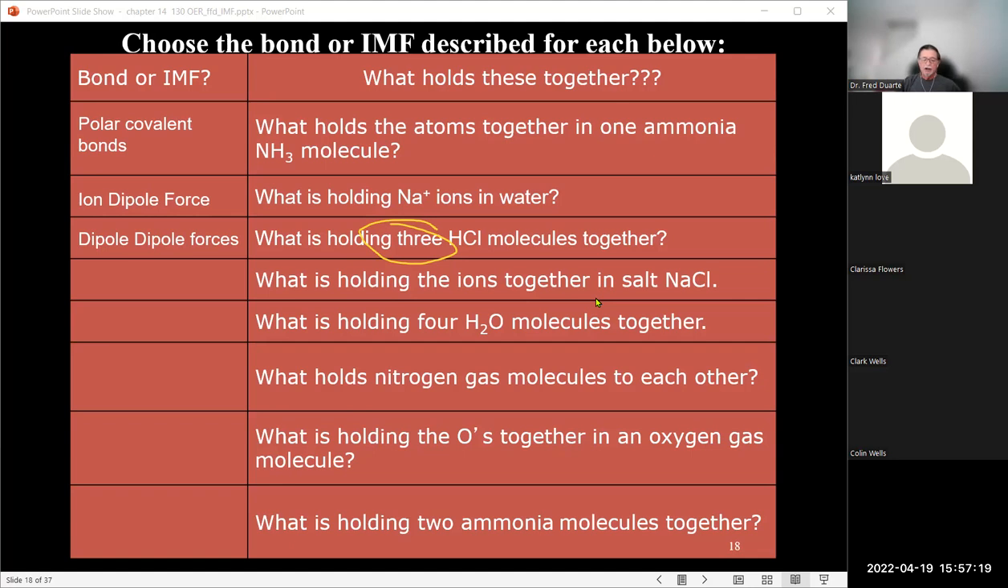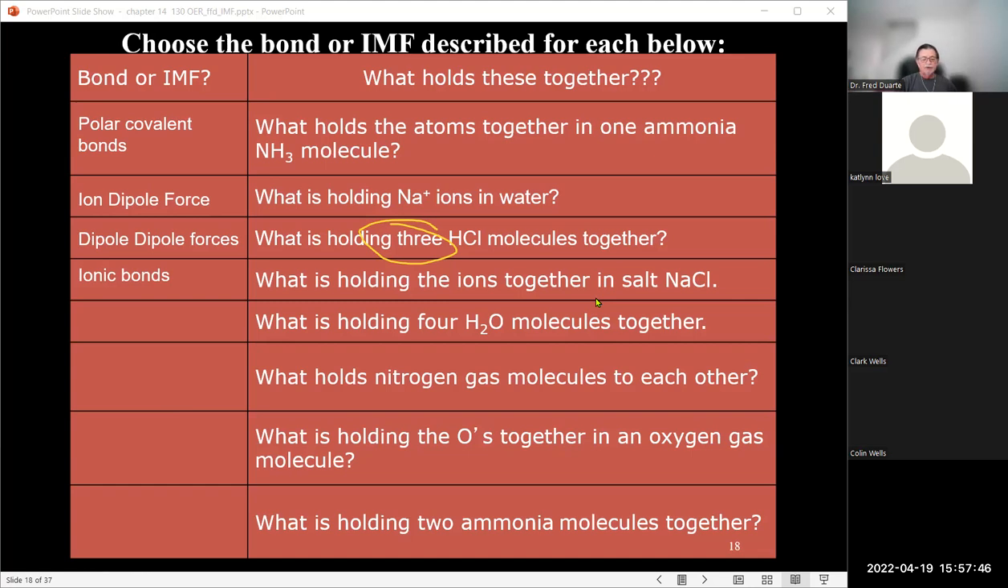What is holding the ions together in salt? No mention of water, so it's not an aqueous system. We're talking about what is holding the ions together in salt, sodium chloride, which is a metal and a nonmetal, which tells you that it is an ionic bond. Ionic bonds are holding these ions together.